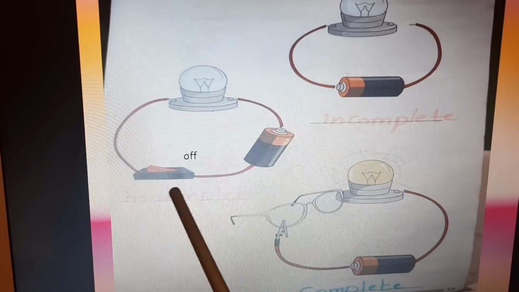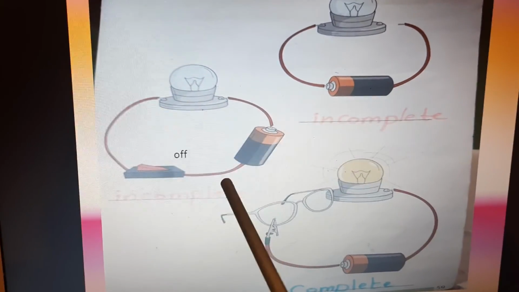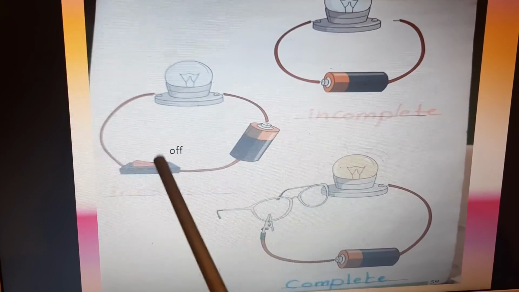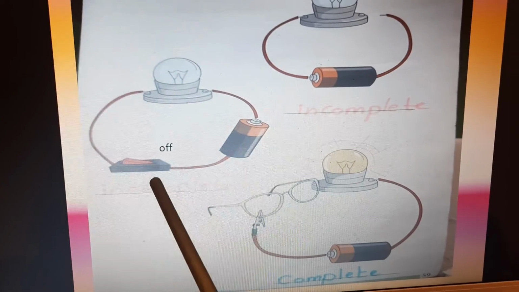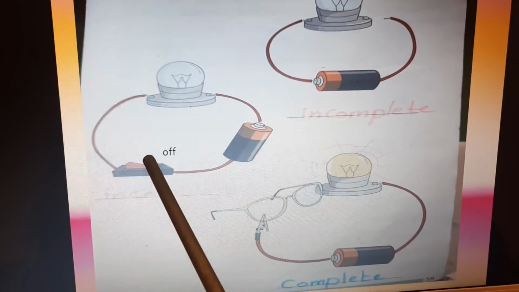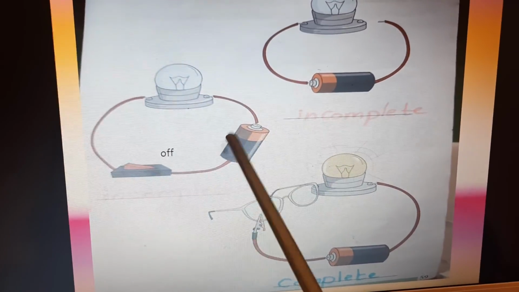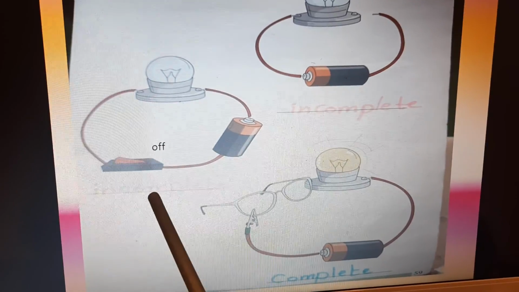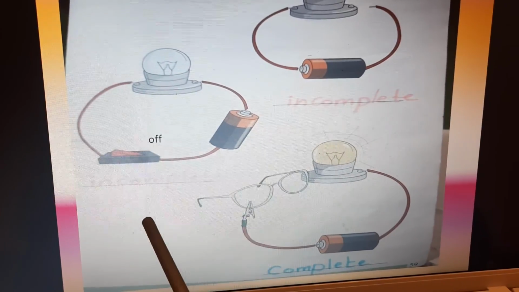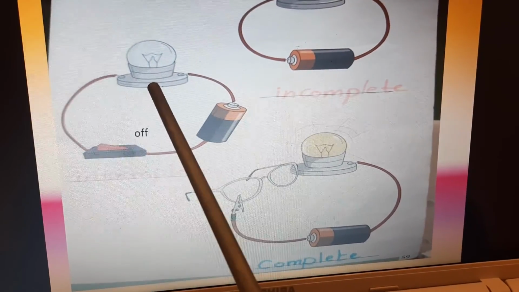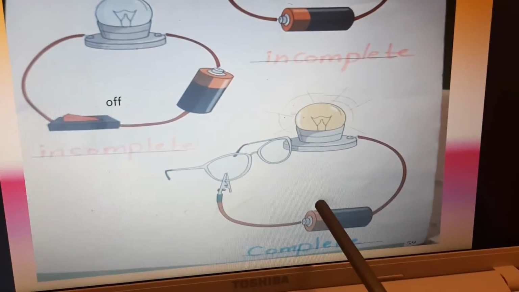Look at here. We have circuit, bulb, battery, switch, and wire. But here we turn off. سوف نطفئ الكهرباء. So, we don't have electricity, so the bulb will not light. This is complete or incomplete? Incomplete circuit. We don't have electricity here. لا يوجد كهرباء. The last one.